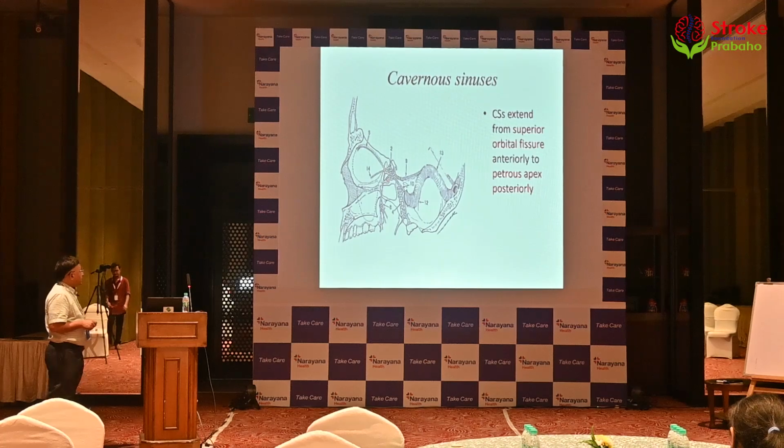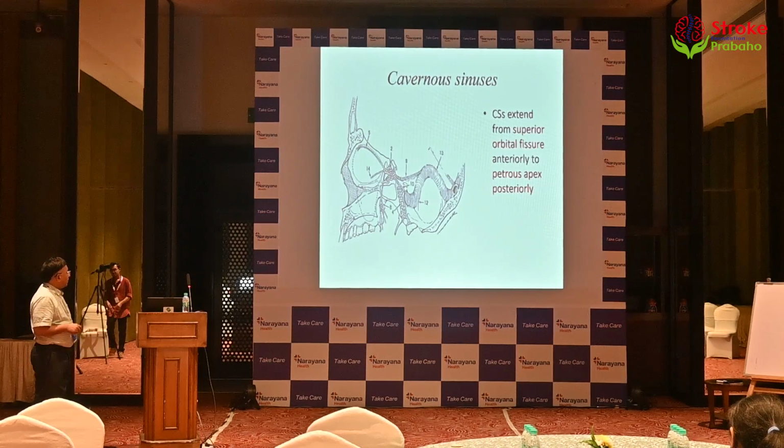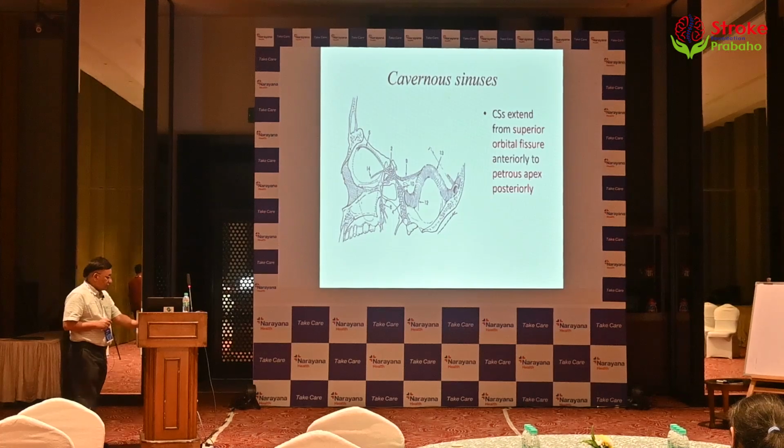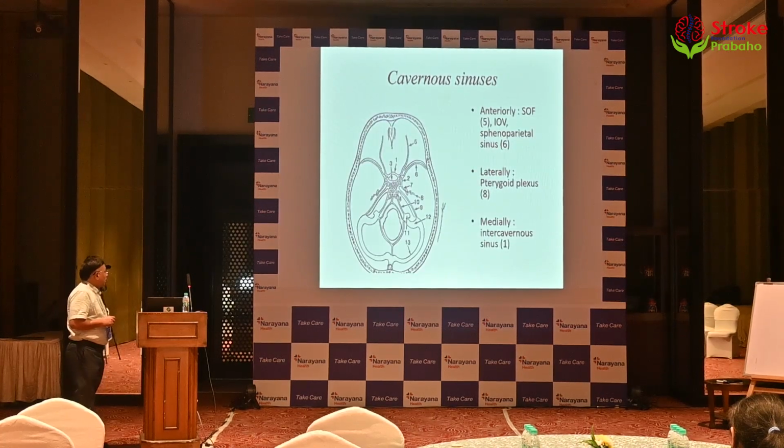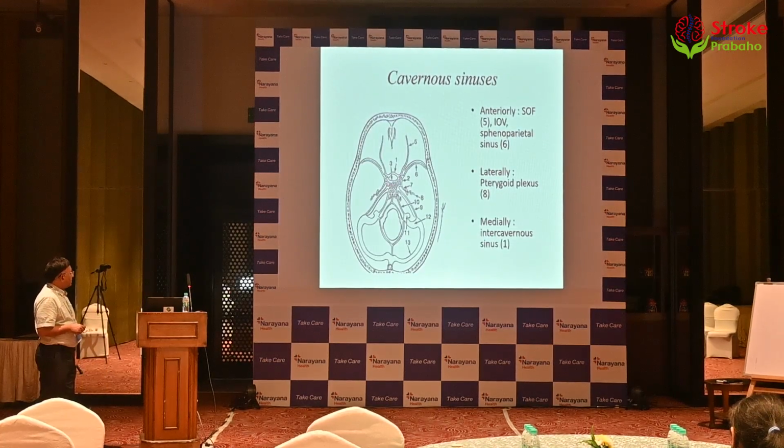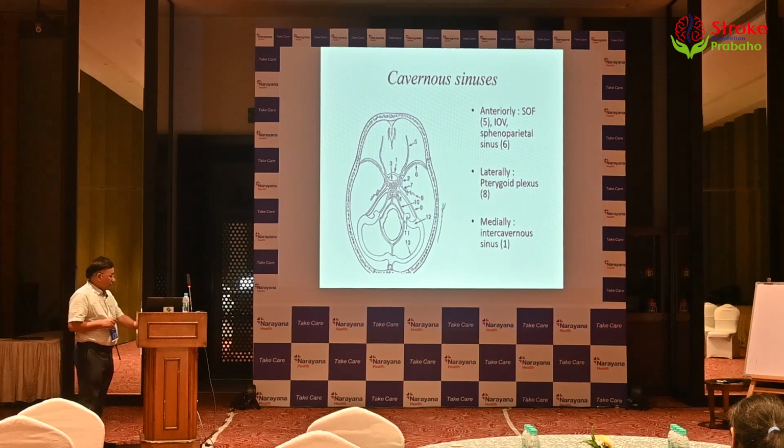So this is the cavernous sinus. It extends from the superior orbital fissure up to the petrous apex. So anteriorly there is the superior orbital fissure, and posteriorly there is the petrous apex. So this is the cavernous sinus. Anteriorly there is the superior ophthalmic vein, and this is the sphenoparietal sinus. Laterally there is the pterygoid plexus, and medially there is an intercavernous connection. So there is an intercavernous sinus, a communication from one cavernous sinus to the other cavernous sinus through this connection.